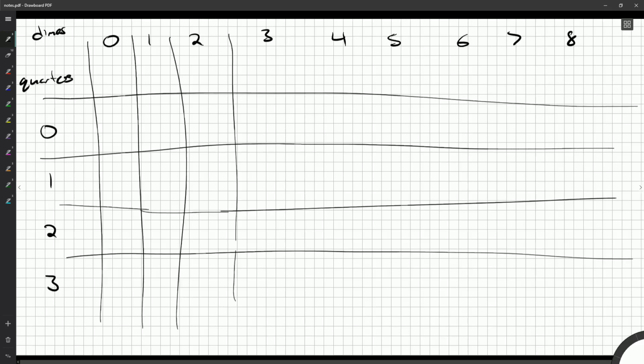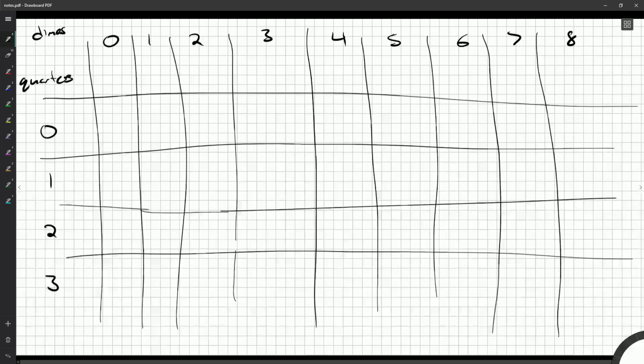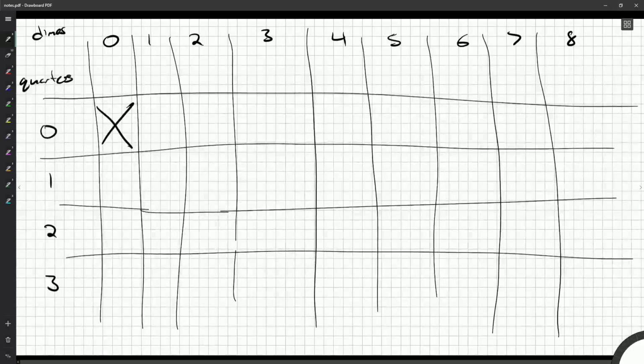So you might say, well, 4 times 8, we could have 32 possible combinations. And that's true, but are we going to get the same amount of money in each combination? Also, right off the bat, you can't have 0 dimes and 0 quarters. They specifically say 1 or more of the 11 coins. You can also notice that 32 isn't a possibility. Now 35 is, but that's just too many. We know there's not even that many possible combinations.